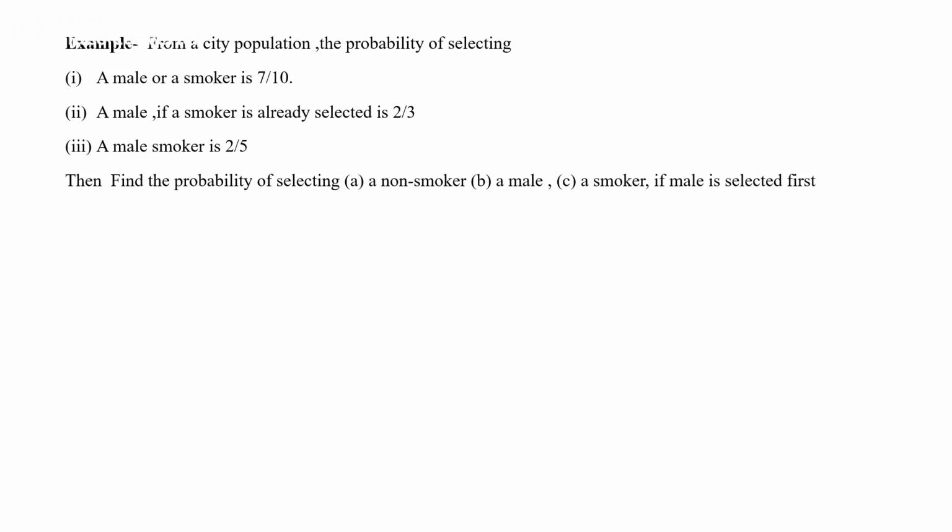Example 1. From a city population, the probability of selecting a male or a smoker is 7 by 10. A male, if a smoker is already selected, is 2 by 3. A male smoker is 2 by 5. Then find the probability of selecting a non-smoker, a male, and the third one, a smoker, if male is selected first. So here first we write what's the condition we have to find.